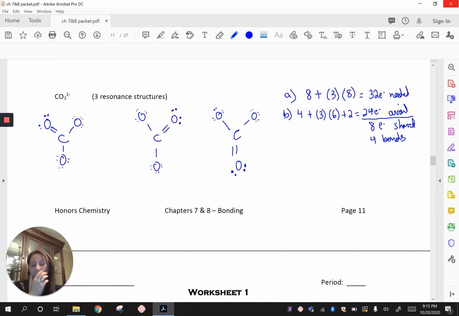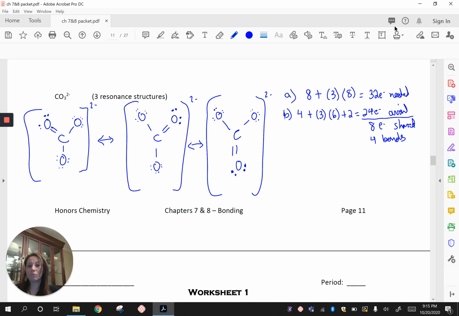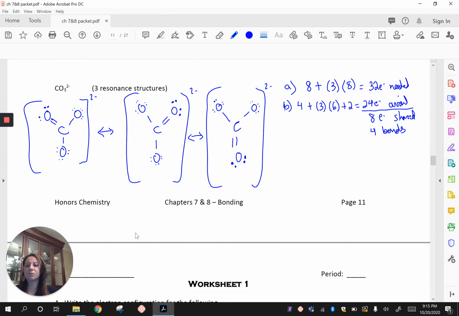All right, next we make sure we put brackets around it because these are ions. So brackets and the charge. And in between resonance structures, we put double-headed arrows like that. The previous one, we did not need the brackets because it was neutral. It was just a molecule. It didn't have a charge, but this one definitely we do need those brackets.